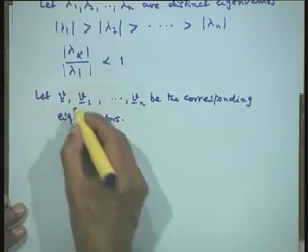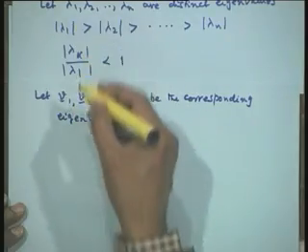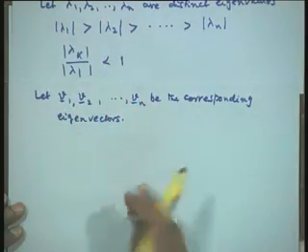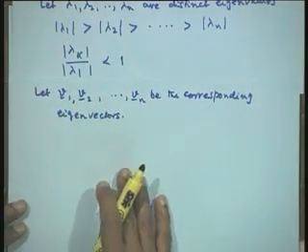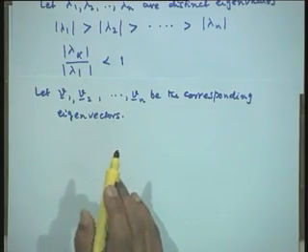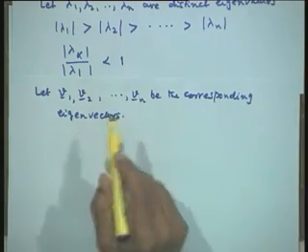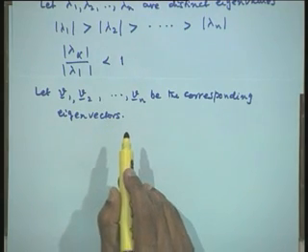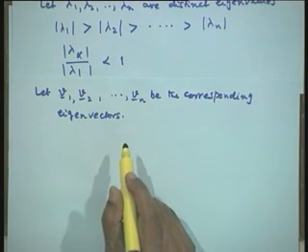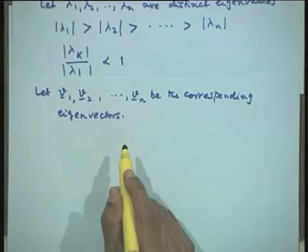That means v1 eigenvector corresponds to lambda 1, v2 eigenvector corresponds to lambda 2, and so on. Let us take a two dimensional case. Let us just illustrate what we want to express here. If I have two independent eigenvectors for a matrix A, then these two vectors can be taken as basis of a two dimensional coordinate system.